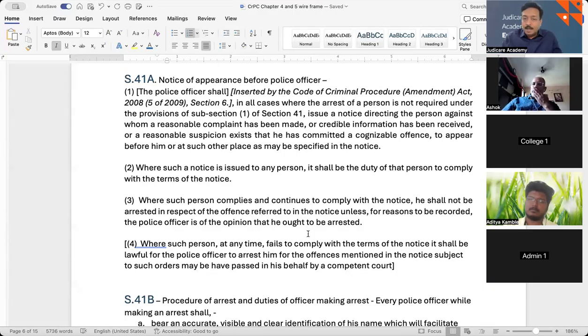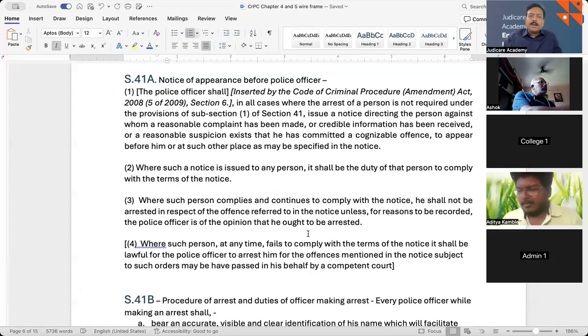The police officer shall, in all cases where the arrest of a person is not required under the provisions of subsection 1 of section 41, issue a notice directing the person against whom a reasonable complaint has been made, or credible information has been received, or a reasonable suspicion exists that he has committed a cognizable offense, to appear before him or at such other place as may be specified in the notice. So you ask that person: credible information has been received for a reasonable suspicion against you for a cognizable offense. You come and meet me in so and so place, which could be mostly the police station or the police chowki.